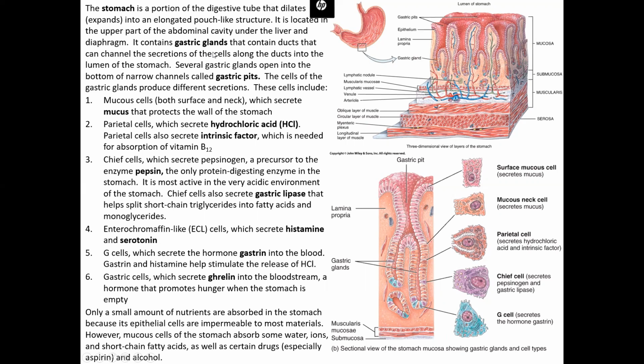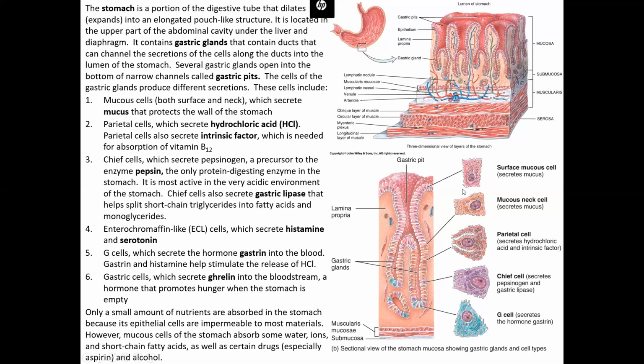stomach and channel the secretions of their cells along the ducts into the lumen, into the space of the stomach. Several of those gastric glands and cells open into the bottom of narrow channels that we call gastric pits. Gastric pits are exactly what it sounds like, little depressions or pits within the wall of the stomach, most notably the mucosa. We zoom in at a gastric pit like we do right here.